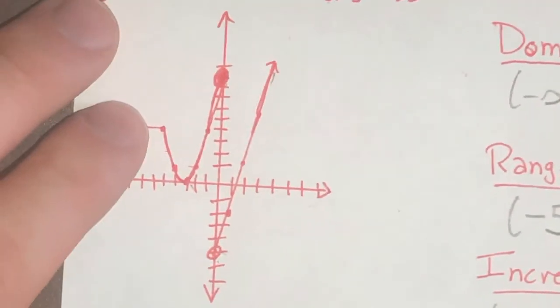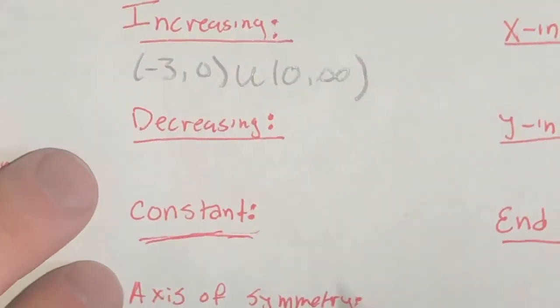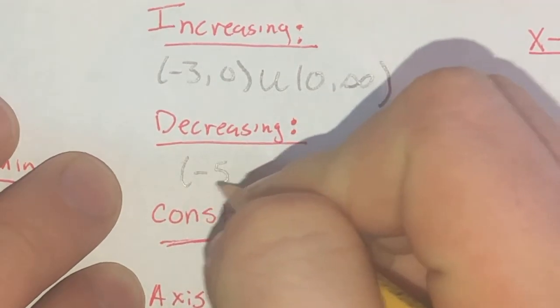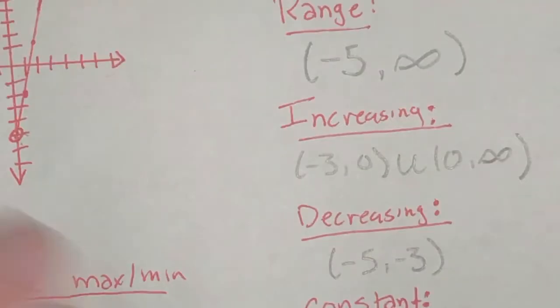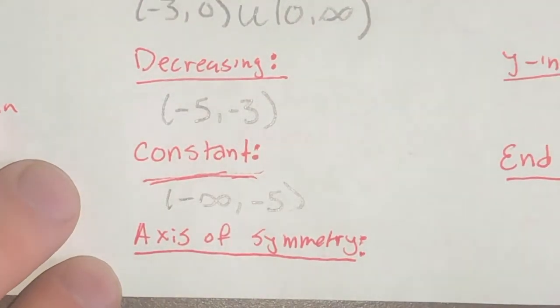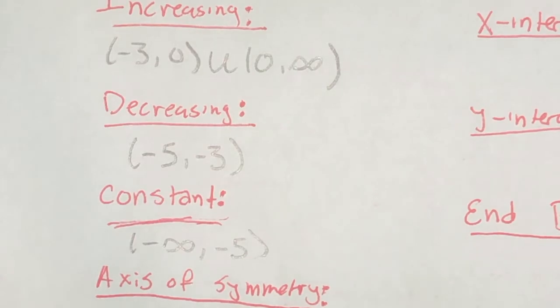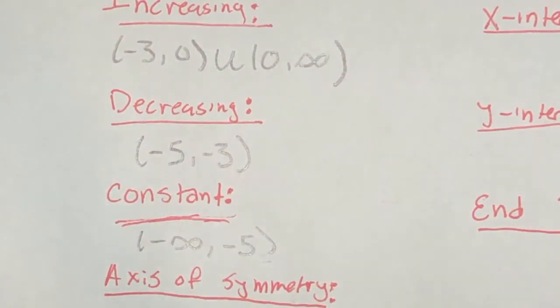Where are we decreasing? One place, from negative 5 to negative 3. And now, finally, here's a place where we're constant, right? From negative infinity all the way to negative 5, we are constant. Okay? Notice how I stitch these together. I get the full domain. One part, the next part, the next part. So we stitch it together, we get the entire domain of all real numbers.